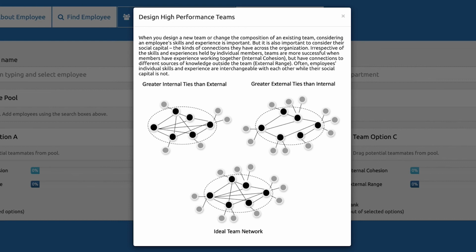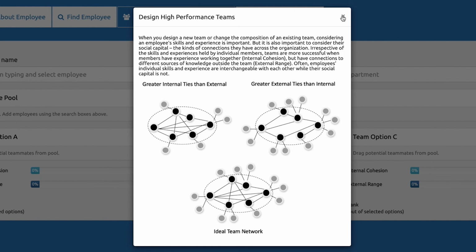When you design a new team or change the composition of an existing team, considering an employee's skills and experience is of course important. Irrespective of the skills and experiences held by individual members, teams are more successful when members have experience working together, internal cohesion, but have connections to different sources of knowledge outside the team, external range. Often, employees' individual skills and experience are interchangeable with each other, while their social capital is not.